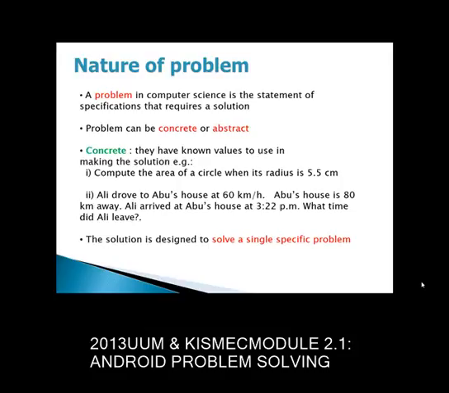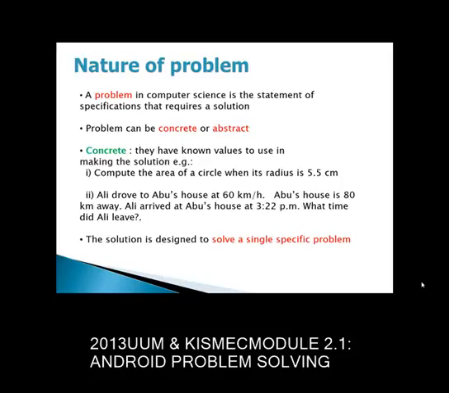Or the second example here: Ali drove to Abu's house at 60 km per hour. Abu's house is 80 km away. Ali arrived at Abu's house at 3:22 p.m. What time did Ali leave? We can do some computation, but the values are already given. It can be solved, but the solution is only for that particular problem. In other words, it only solves a specific problem. It cannot be turned into a general problem, so it can only solve one problem.